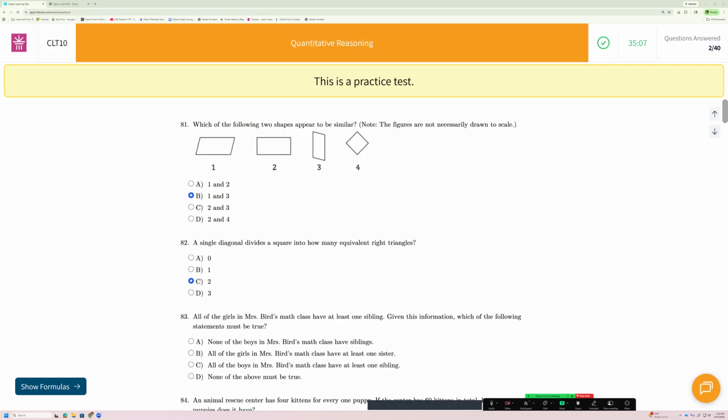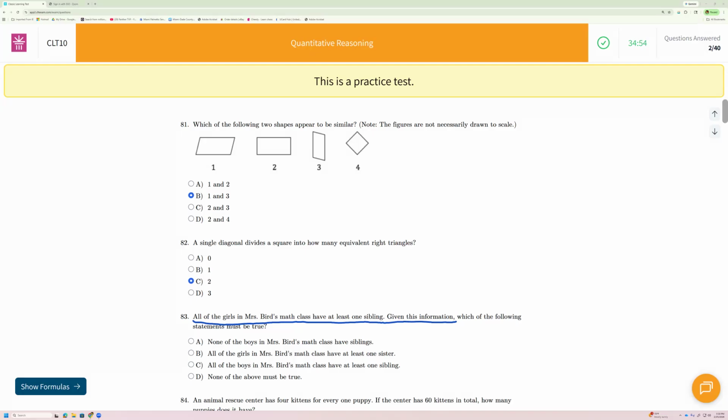It says that all of the girls in Mrs. Bird's math class have at least one sibling. Given this information, so that's it. So Mrs. Bird has girls and boys, and the girls have at least one sibling. So sibling is greater than or equal to 1, but sibling is not defining whether it's a brother or a sister. So that's all we know. We cannot infer anything about the boys because all the information we have is that the girls in Mrs. Bird's math class have at least one sibling.